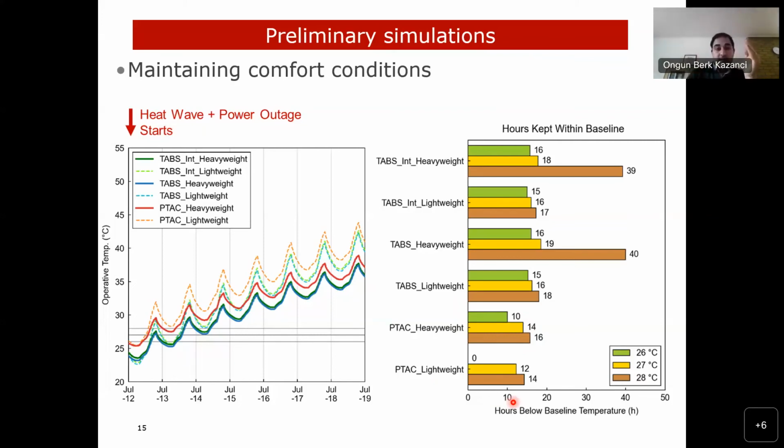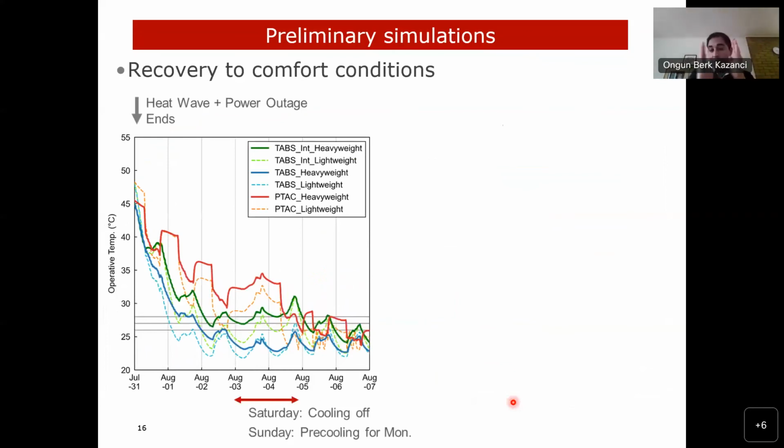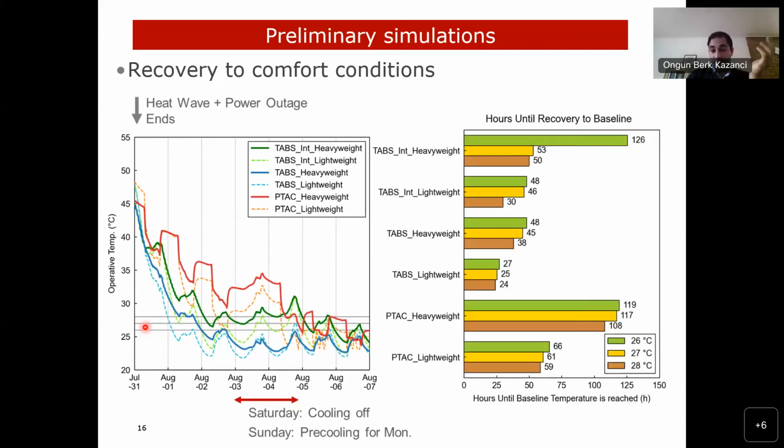Then in the next slide, what we have is the heat wave is over and the power outage is over. We have here again 1 week. And now we are trying to cool our building back to 26, 27, or 28 degrees. And then in here we can see, for example, the tabs lightweight and the other tabs conditions, they're able to, let's say, reduce the temperatures to where we wanted very quickly.